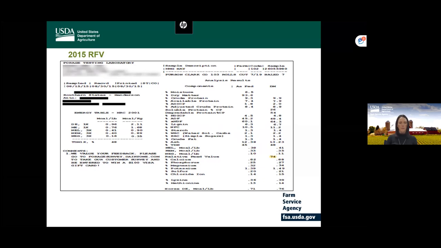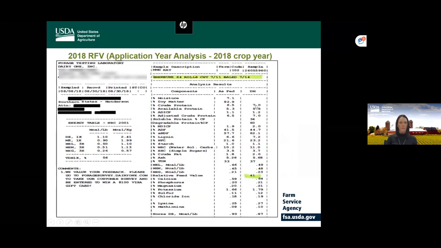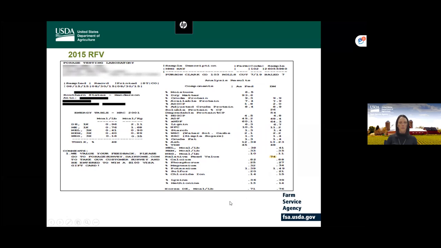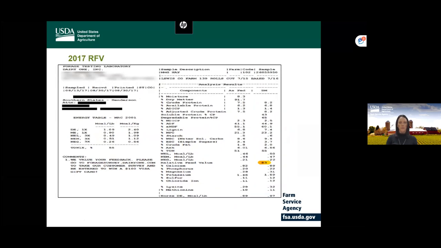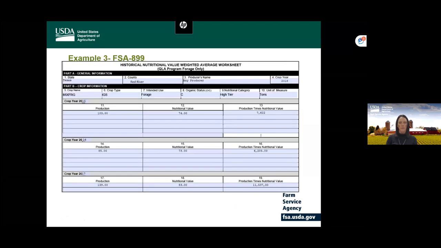This is our, let's go back a screen here. So here it shows our 2000, this is for 2018. So we have 41 for 2018. For 2015, we have 74. 16, we have 73. 17, we have 83. So we'll complete our FSA 899 to show our production for each year.